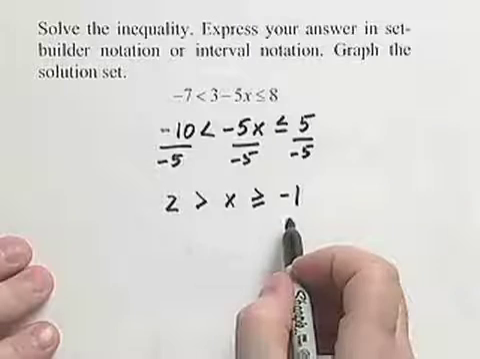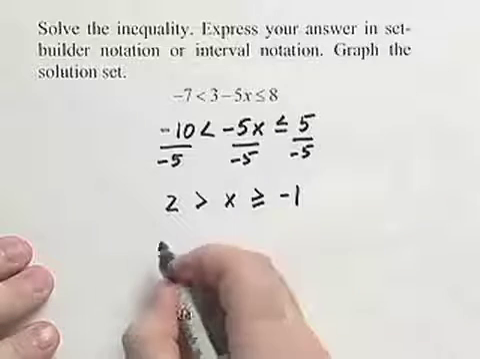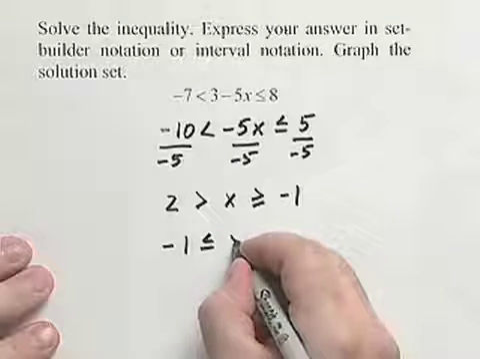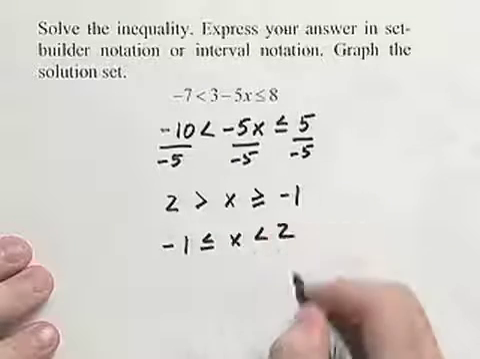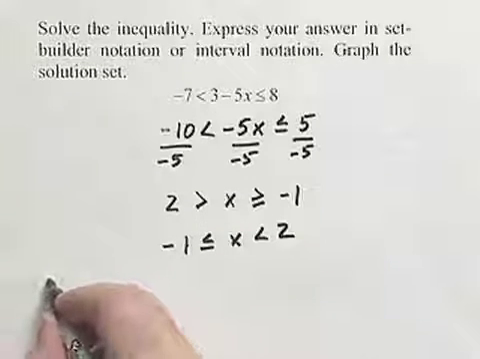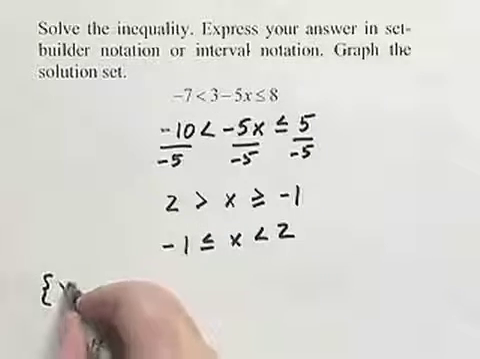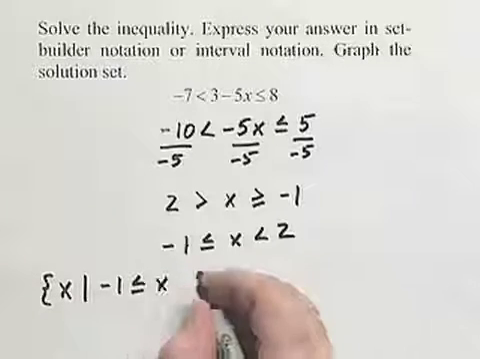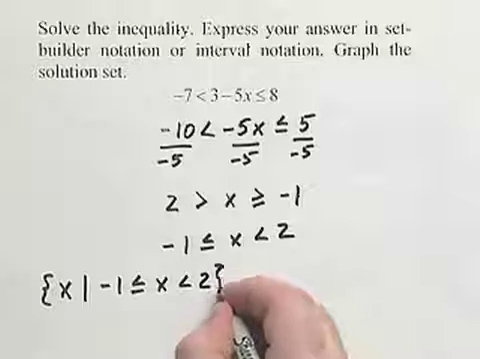Now we typically will read from left to right, so we're going to rewrite this and put them in increasing order. Negative 1 is less than or equal to x is less than 2. Our set builder notation then will say the solution set is all values for x such that negative 1 is less than or equal to x is less than 2.